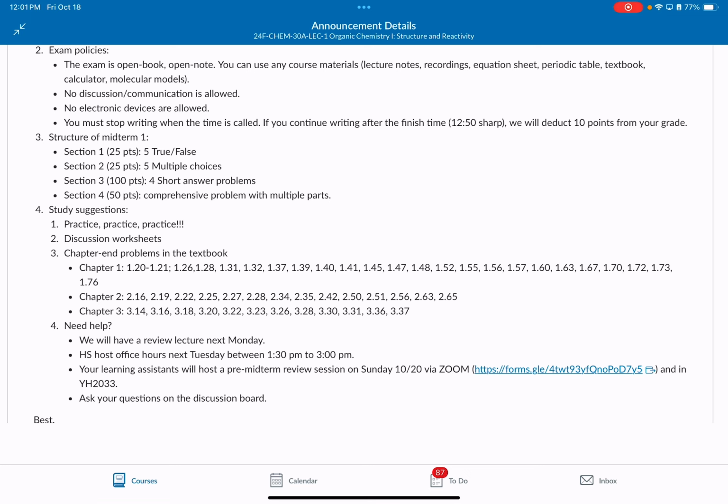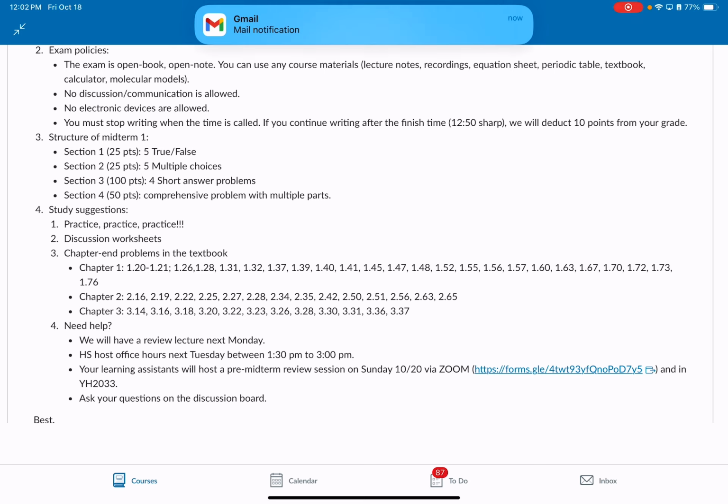And at the end, we'll have one comprehensive question with multiple parts. All right, like what we did before, you have a complicated molecule, we can ask you all kinds of questions regarding that molecule.